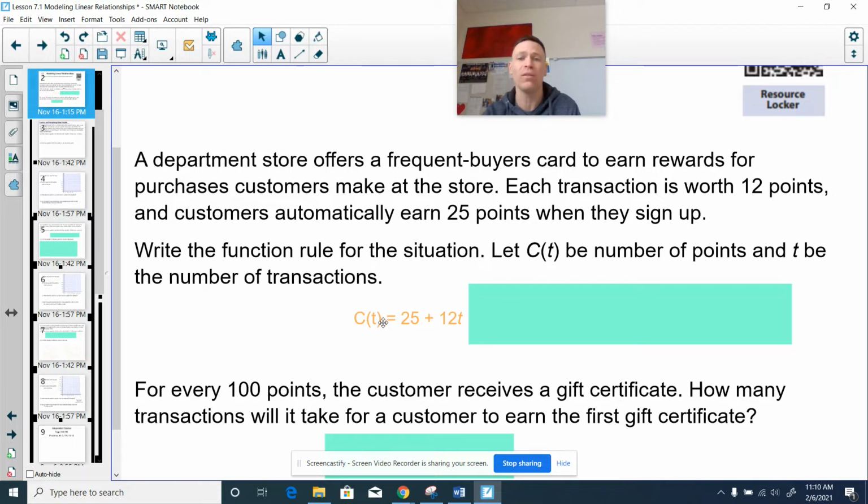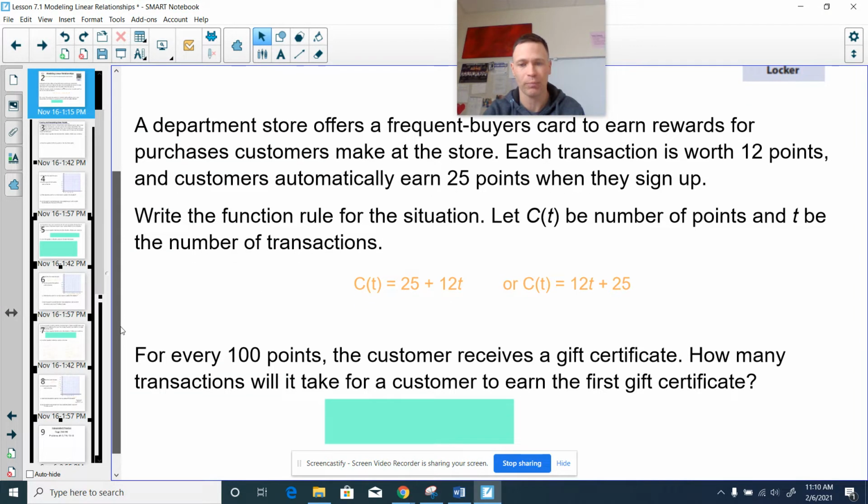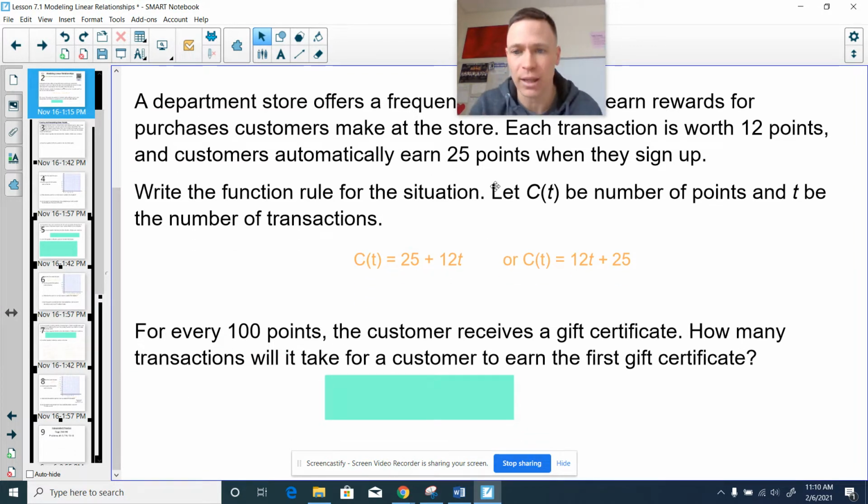So that is one version of the equation. C of t equals 25 original points plus 12 points per transaction. Or C of t equals 12 points per transaction plus 25. Both of these are exactly the same, and you know that because when you add, it doesn't matter what order it happens in. Okay, so that's our equation. It'll tell us how many points we can get depending on how many transactions we do.